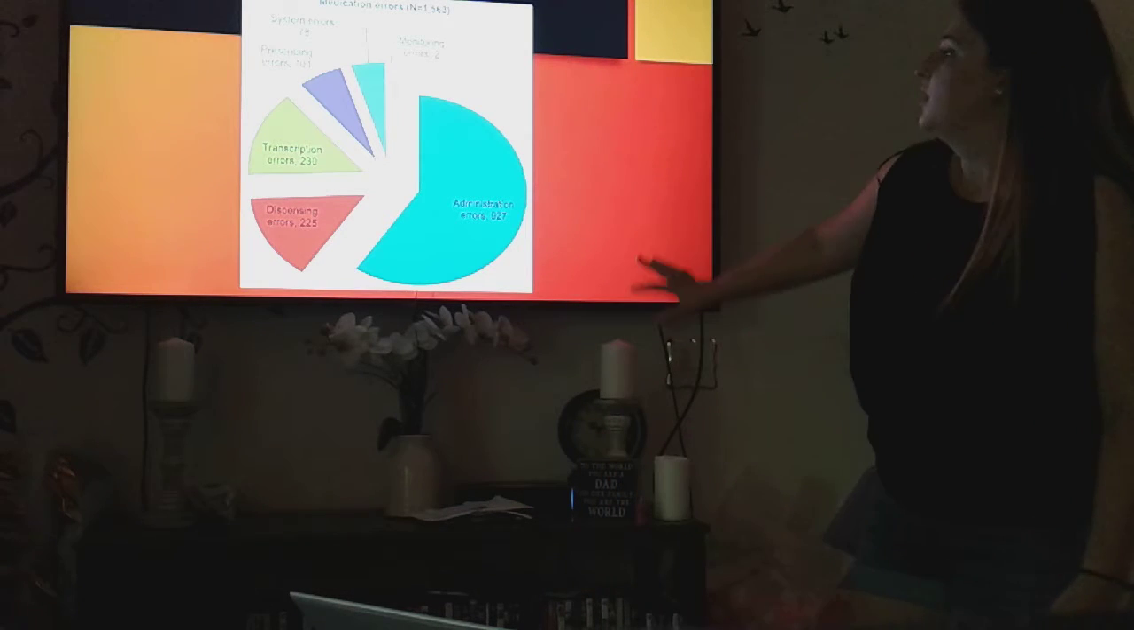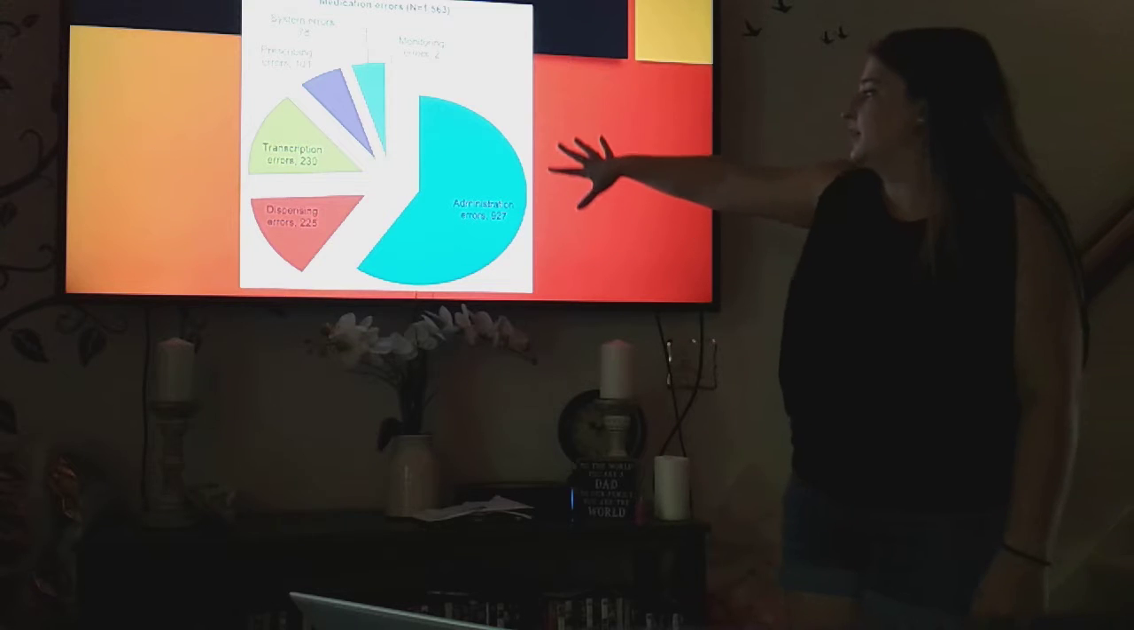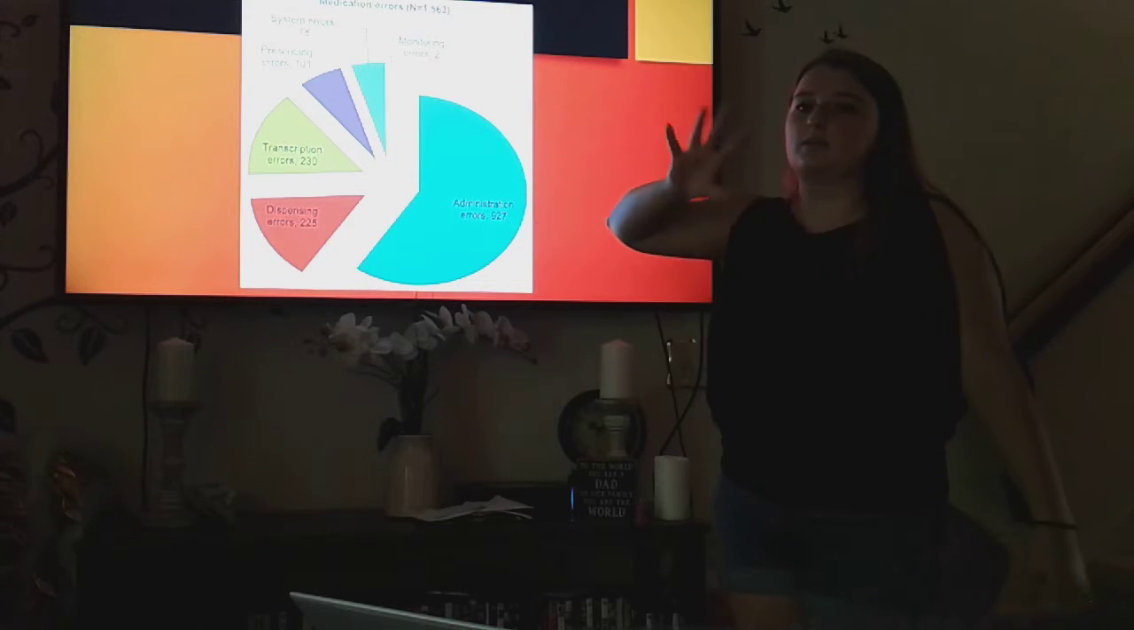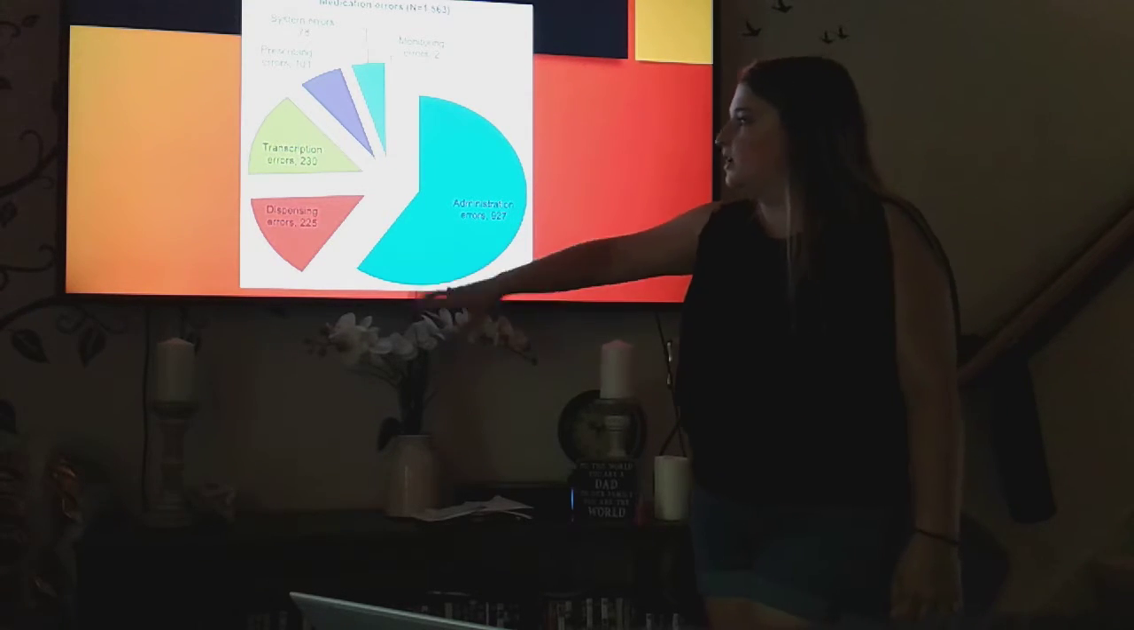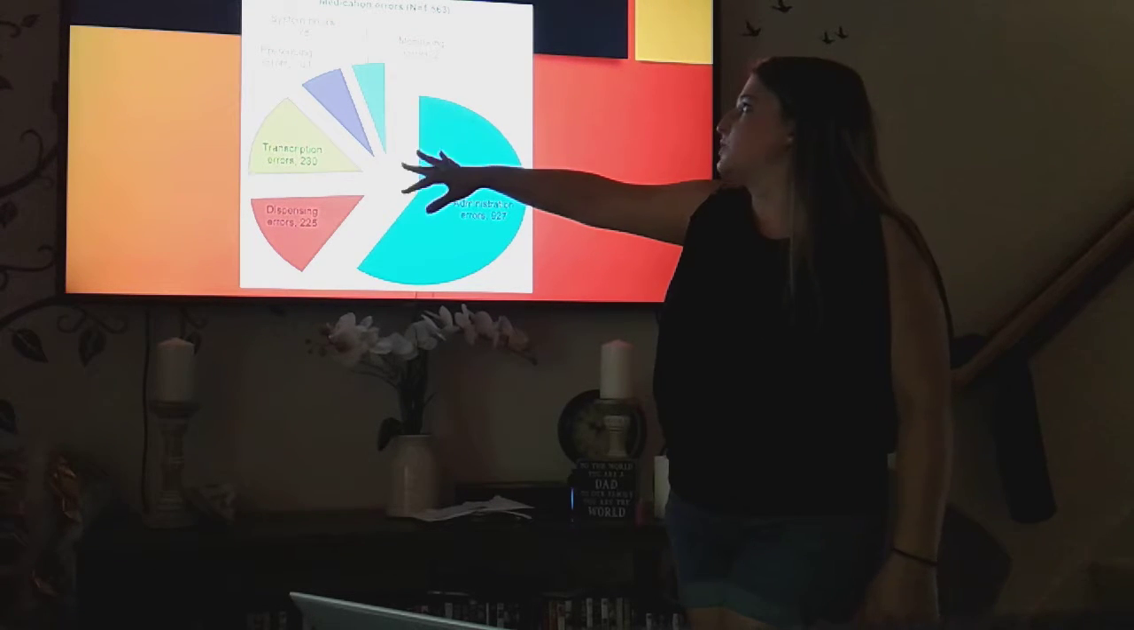Okay. So this is a chart that shows some of the medication administration errors. As you can see, administration is the biggest piece when errors are made, but then dispensing and transcribing are two pretty big areas as well.